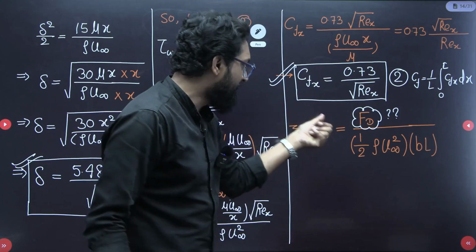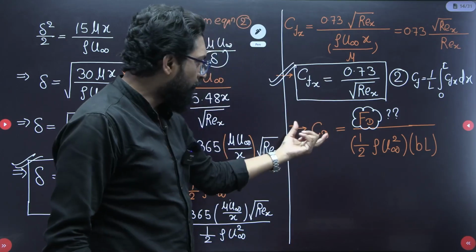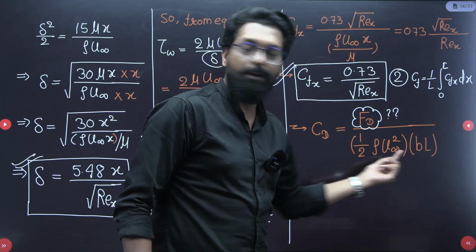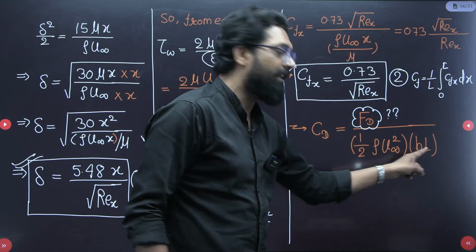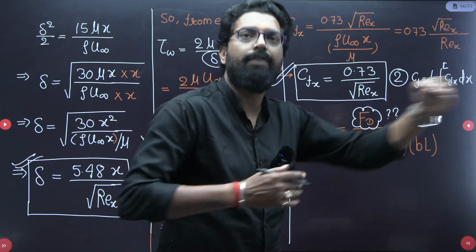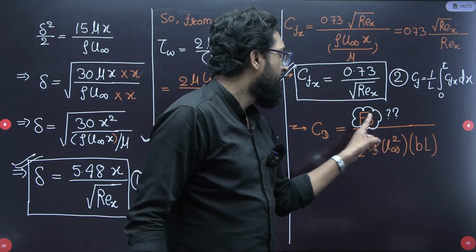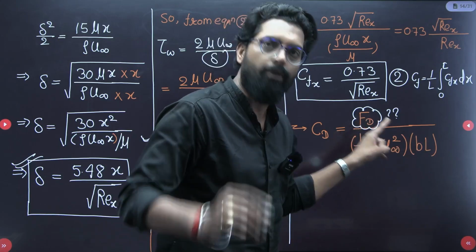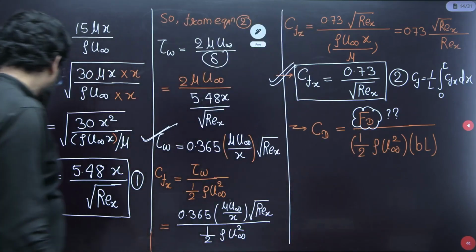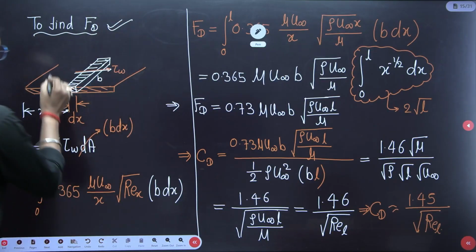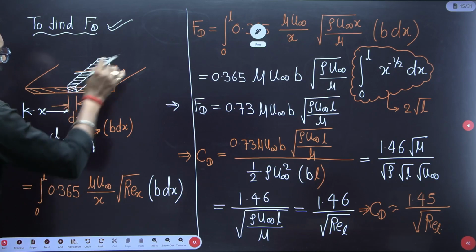Now we have to find the drag coefficient. The drag coefficient is the drag force divided by the dynamic force. What is the dynamic force? Dynamic pressure into the area. What is the area? B is the width of the plate, L is the length of the plate. So total area is B into L. Now the question is how to find the drag force. We already discussed it in the previous lecture. To find the drag force, this is our plate. We select an elemental strip of the plate.